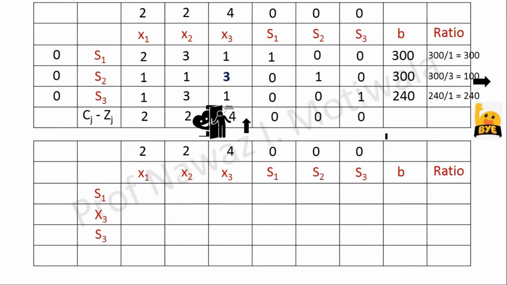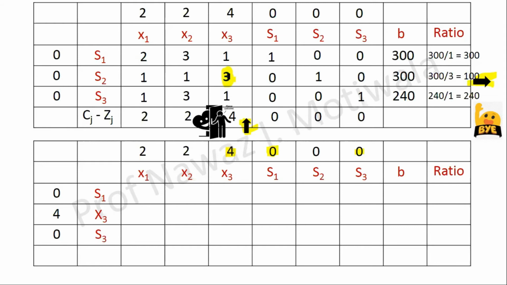Next step. Once we have the basic variables, the next step is to write down their coefficients from the objective function. The coefficient of S1 in the objective function is 0, of X3 is 4, and of S3 is 0. So I will write down 0, 4, 0. After forming this table in the second iteration, what is the next step? Finding the key element. Yes. This is the incoming variable. This is the outgoing variable. So the intersection of incoming and outgoing is this 3. So this will be my key element.